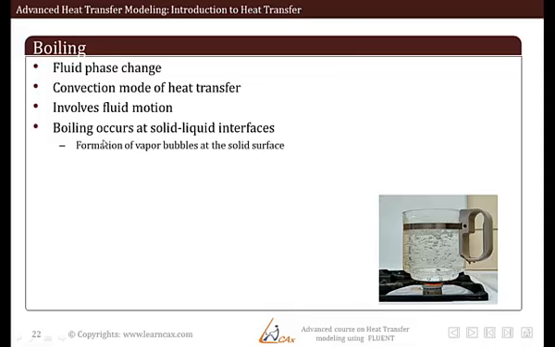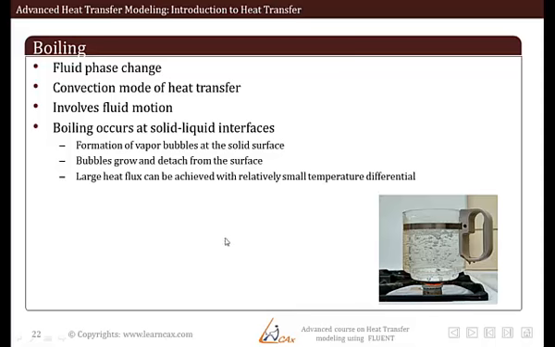It is basically highlighted by a strong formation of vapor bubbles at the solid surface. The bubbles grow and detach from the solid surface as shown here. Large heat flux can be achieved with a relatively small temperature difference in this case, because there is phase change and that latent heat change is also considered.